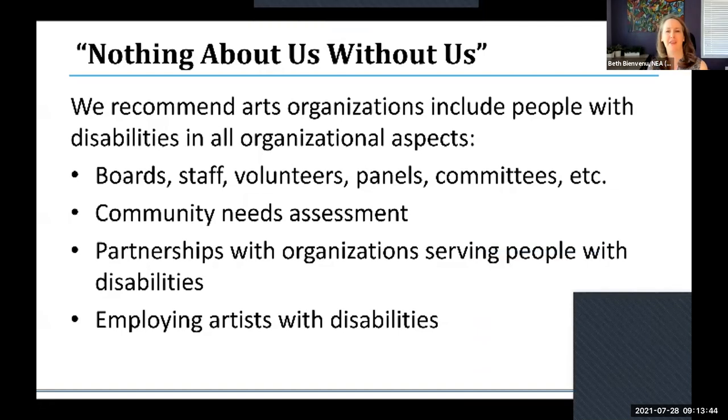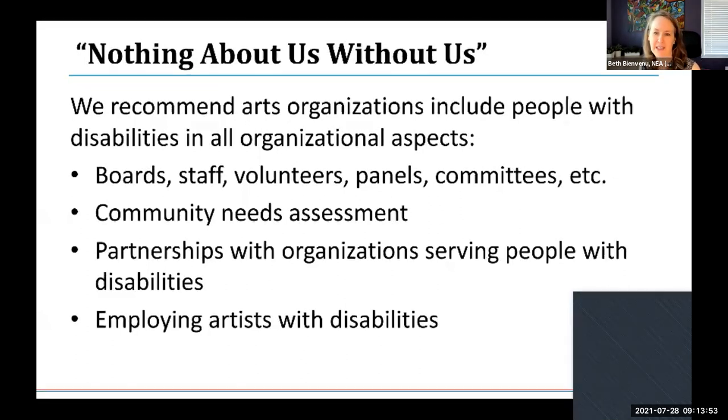Okay, so you may have heard the phrase, nothing about us without us. This is a phrase that's been used for a long time, and it's making sure that people with disabilities are included in all organizational aspects. It can be the board, staff, volunteers, panels, committees, et cetera. Doing a community needs assessment will help, bringing in people with disabilities to help you do that, to see who's in the community and what you might need to provide to ensure access and engagement for your whole community.